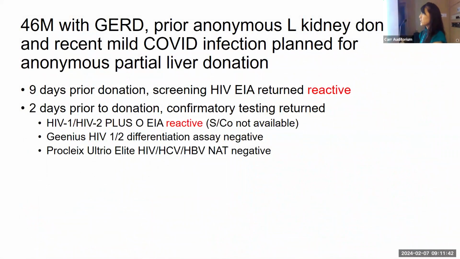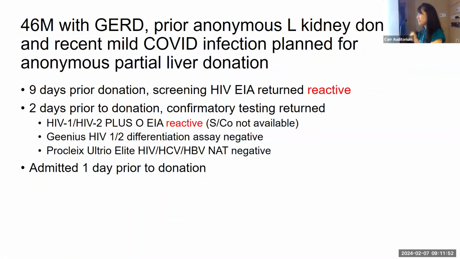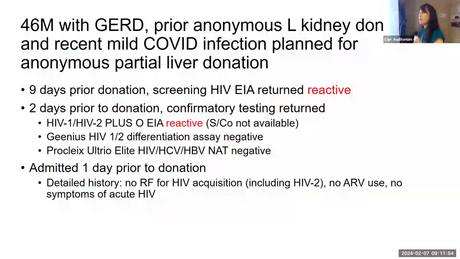Going back to the case, this is all the testing that came back. So the donor comes in one day prior to donation, and I rush into the hospital and meet him at 5 p.m. My hope was to get a very detailed history. Turns out he's a very lovely human being. Basically, his story was that he got into organ donation because he had planned to donate a kidney to a close friend who ended up passing before he could donate that kidney.